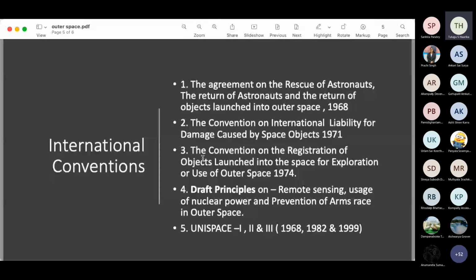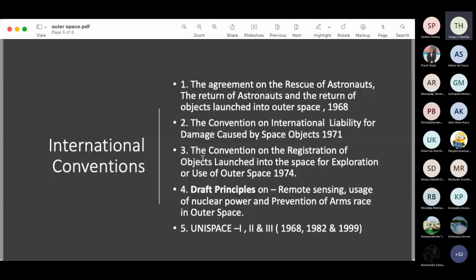Damage here means loss of life, injuries caused to people, or impairment of health, or loss of or damage to property, whether of persons or of governmental or intergovernmental organizations, right? So if a launched space object has caused damage, the states shall be jointly as well as severally liable for any damage that has been caused.